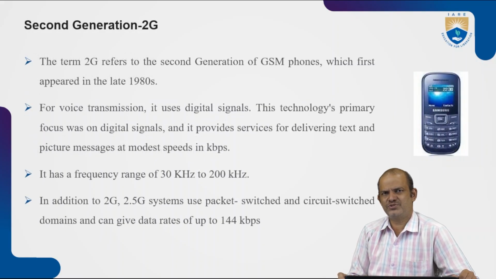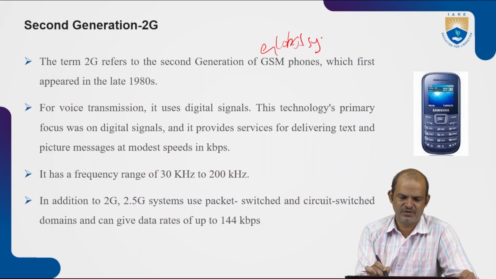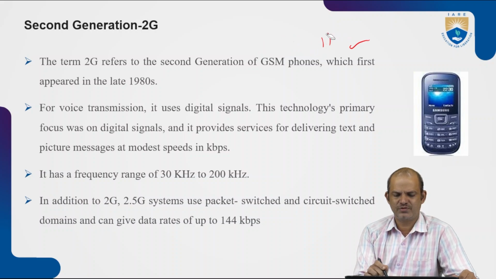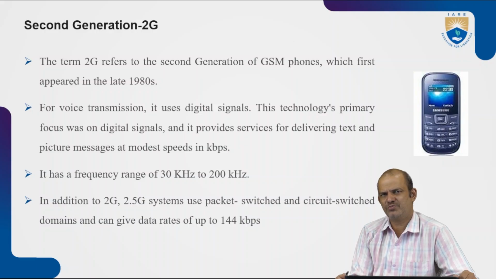In 2G, the term 2G, second generation, came into the picture. GSM, Global System for Mobile. GSM phones were introduced in 1980. It is used for voice communication. It used digital signals, and the frequency range of 2G is 30 kHz to 200 kHz, and the various versions include 2.5G. This is the image of 2G phones, second generation phones.